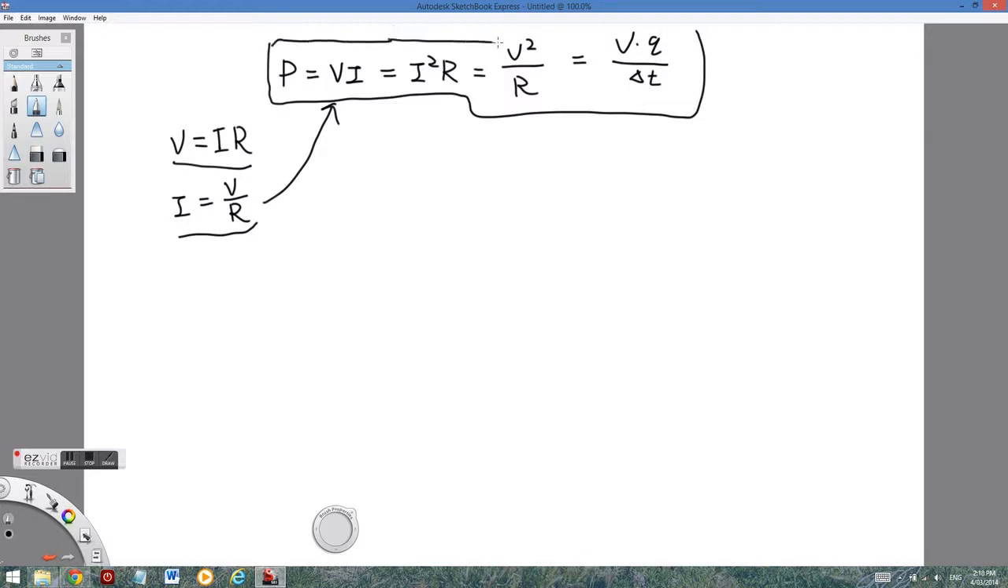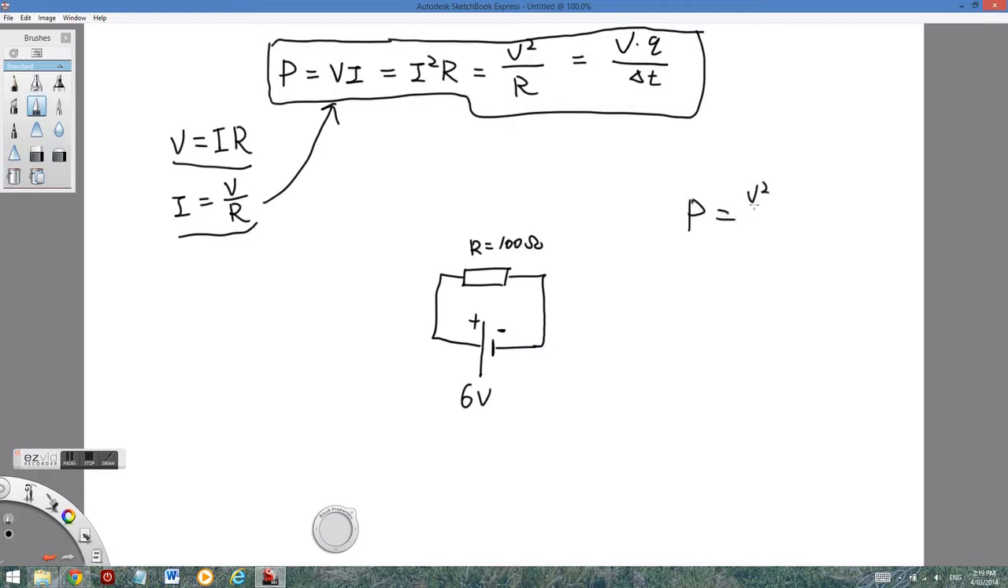Now, let me do a brief example. If I have a circuit, the resistor is 100 ohm, the battery gives 6 volt. Now I can calculate how much energy this resistor uses. I have R, I have V, so I use this equation here, P equals V squared divided by R.